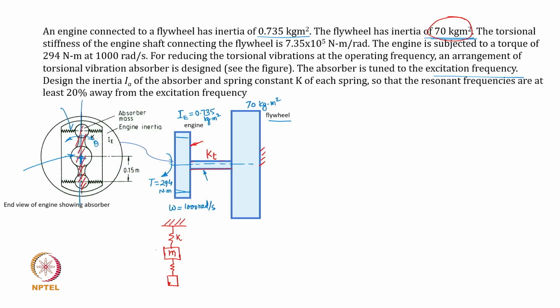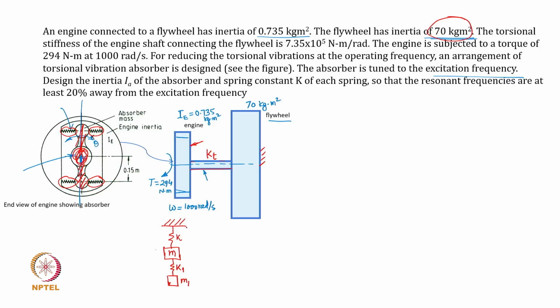That is our primary system, to which you are connecting an absorber system, and there the absorber is this particular link. So this is the absorber, and this stiffness K1, so let me keep the notations the same and write here as M1. Now M1 is nothing but the inertia of this particular link, and K1 represents the combined stiffness of these four springs, which is going to be the resisting element for the free torsional motion of the link.